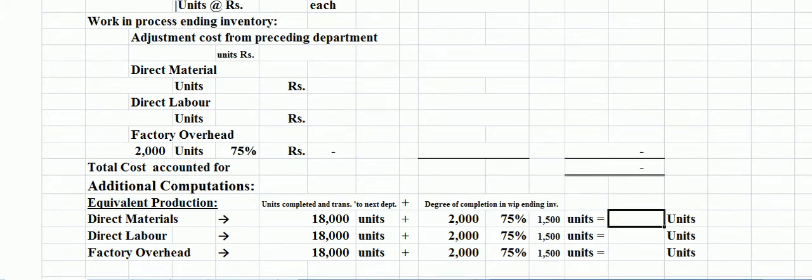Now we add both units completed and units in process as completed form here, this plus this. Dear students, this is the degree of completion. Equivalent production in material, same as we have to copy below also. These are the equivalent production in direct material, direct labor, and factory overhead.